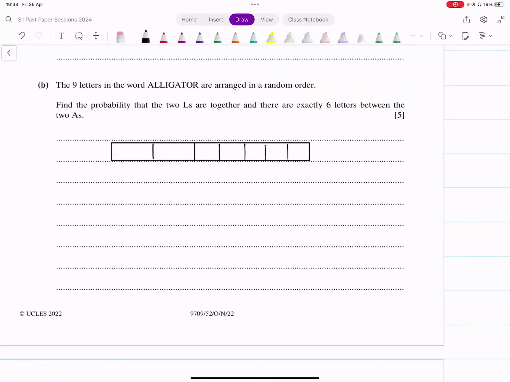Okay, so let's say we got 9 boxes like before. We want to place those letters in these 9 boxes. What's the condition that we've got now? The 2 L's have to be together, and there are exactly 6 letters between the 2 A's. So wherever you place the 2 A's, there have to be exactly 6 letters between them, and the 2 L's have to be together.